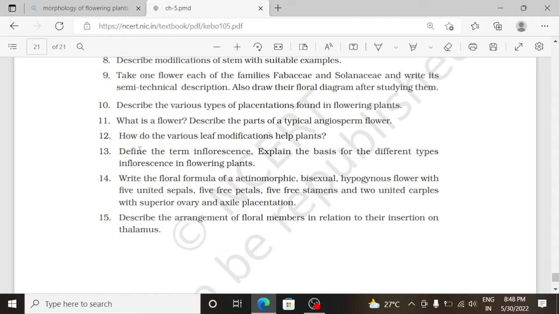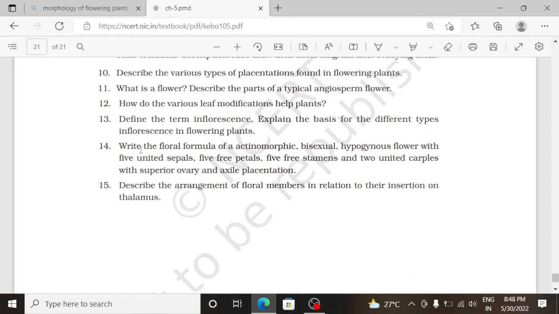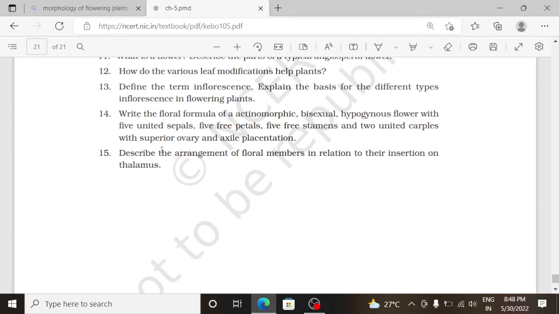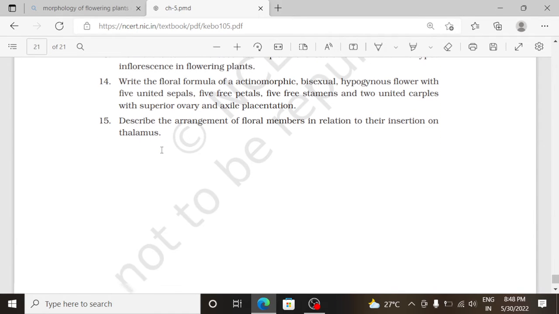13th, define the term inflorescence. Explain the basis for the different types of inflorescence in flowering plants. Write the floral formula of actinomorphic, bisexual, hypogynous flower with 5 united sepals, 5 free petals, 5 free stamens, and 2 united carpels with superior ovary and axile placentation. 15th is describe the arrangement of floral members in relation to their insertion on thalamus.